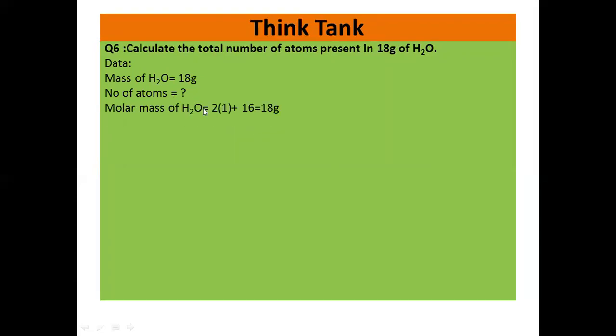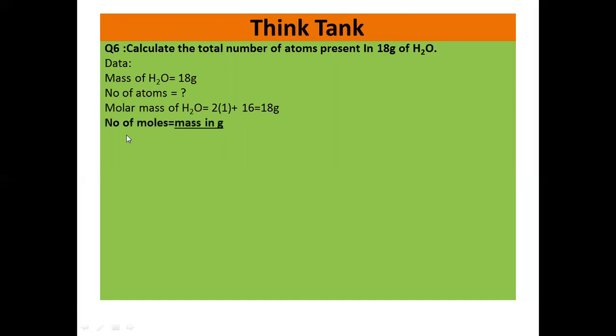Molar mass of water: 2 is the number of atoms of hydrogen, and 1 is the atomic mass of hydrogen, plus 16 is the atomic mass of oxygen. So 2 times 1 is 2, 2 plus 16 equals 18 grams.